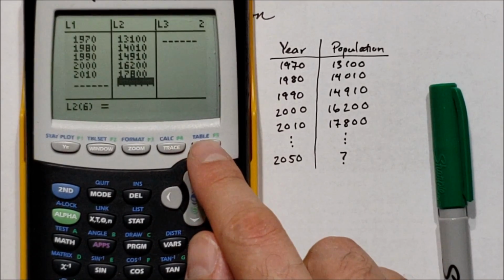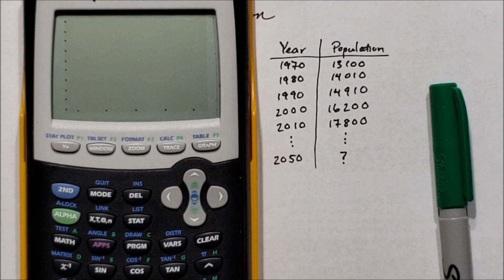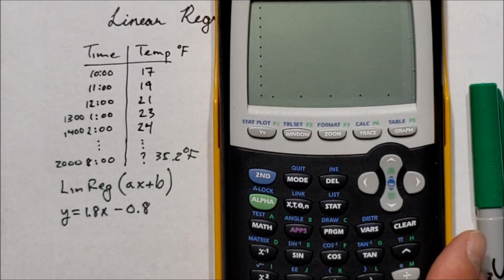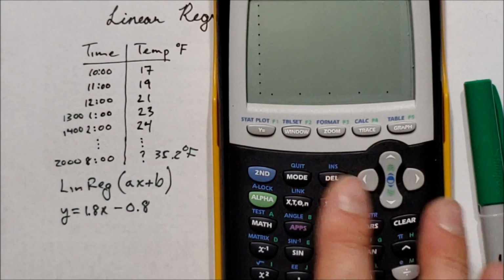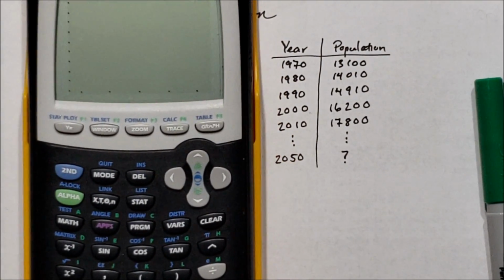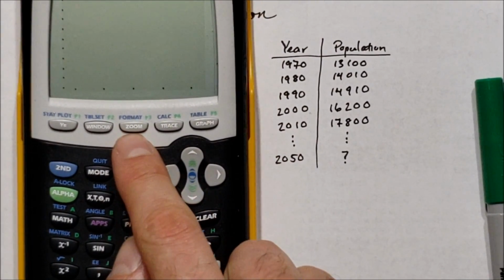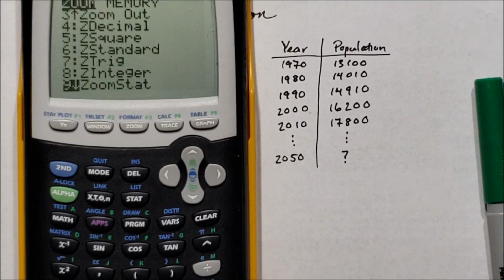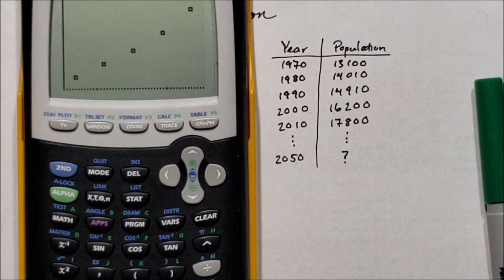Let's go to the graph and see what happens. It's not showing us anything, probably because we are using the same parameters, the window, as our earlier problem. So all we have to do is change the zoom to our current setting, zoom stat. And voila, we have a nice scatter plot of what looks like we might be able to get a linear regression. Again, we're doing a linear regression, so let's go back to our main screen.